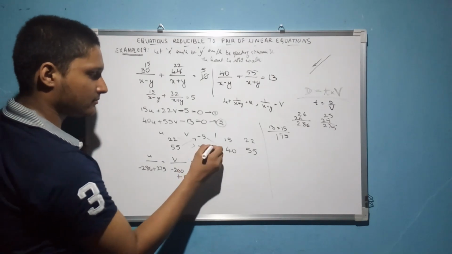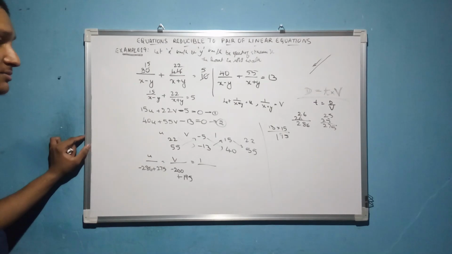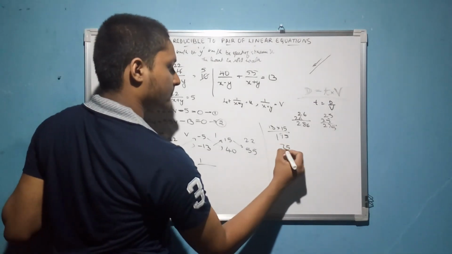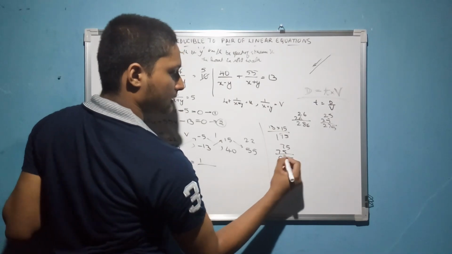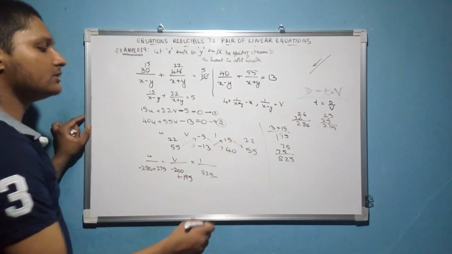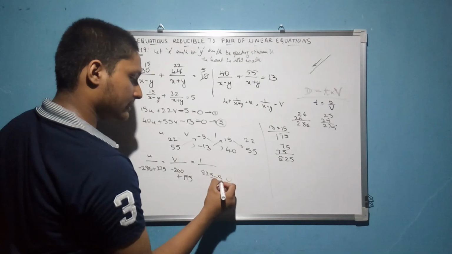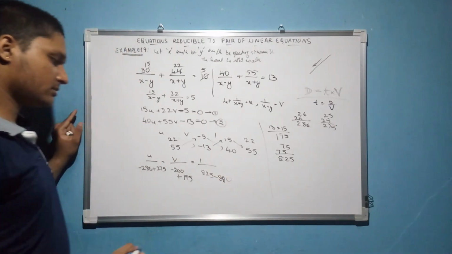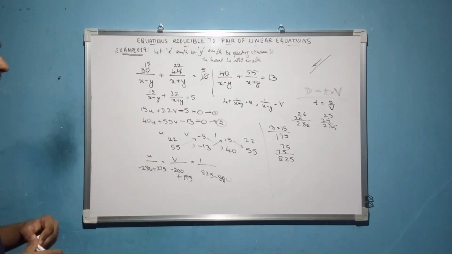So now I have 15 into 55. It's going to be a very big number. 15 into 5 is 75, so 825. 825 minus 40 into 22. That is 880. So you can observe that everywhere it is going to be negative. So u and v at last you are going to get to be positive.